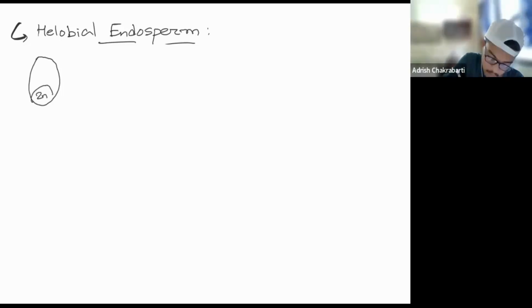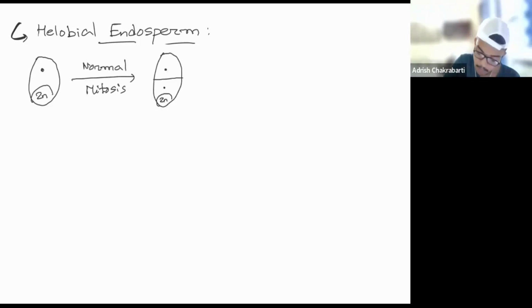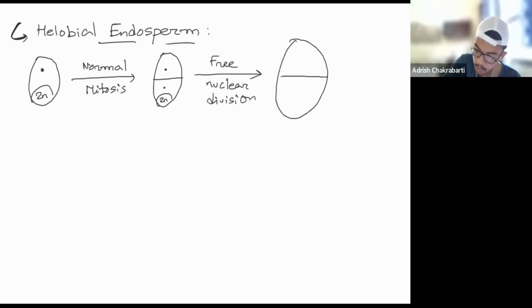So this is 2N, this is the PEN. The first step is normal mitosis. Okay. Then it is followed by free nuclear division. So just observe all the structures that I'm drawing. I believe that this is more than sufficient for you guys to understand as well as remember the phenomenon that is happening. So see, first we are observing normal mitosis, just like in case of cellular.